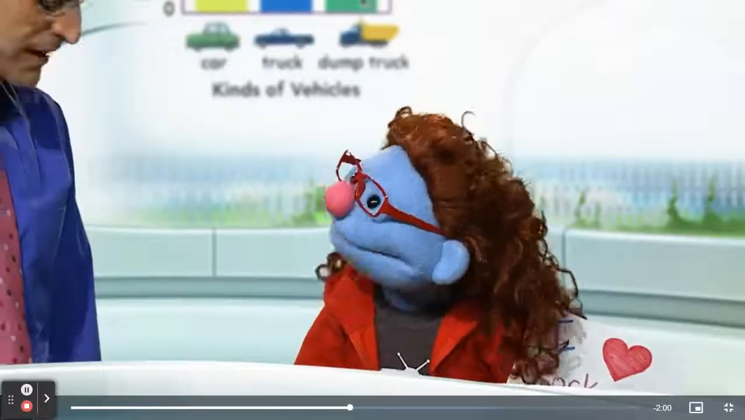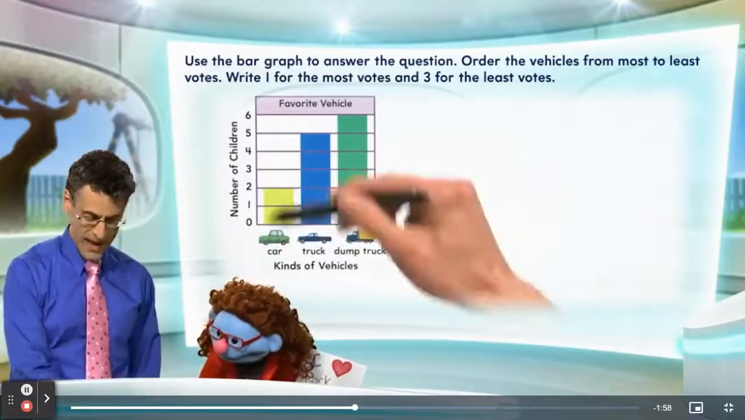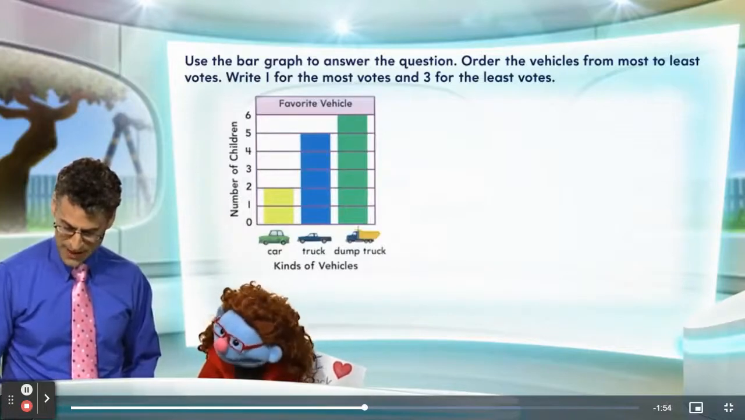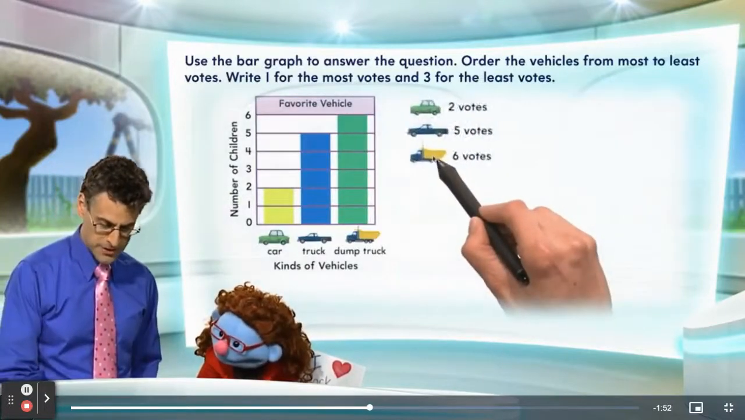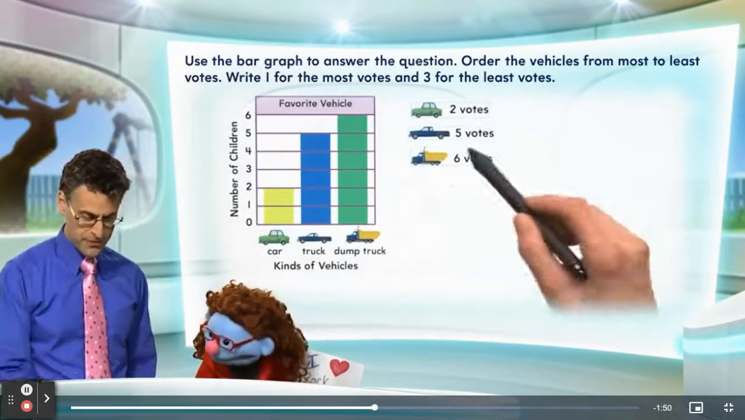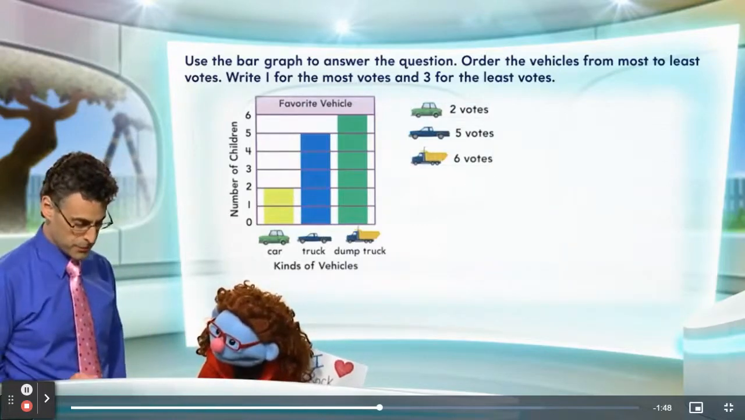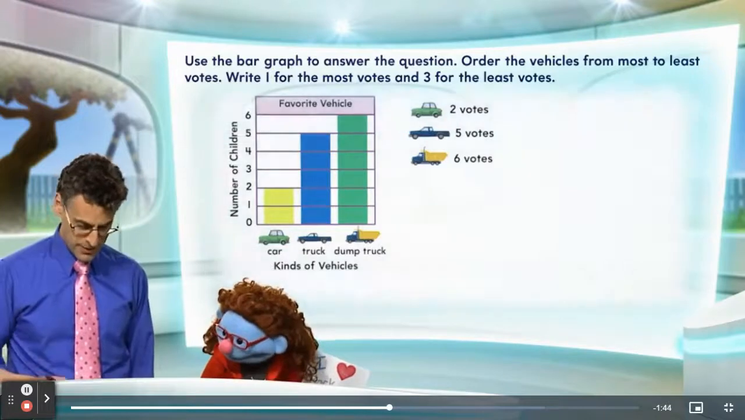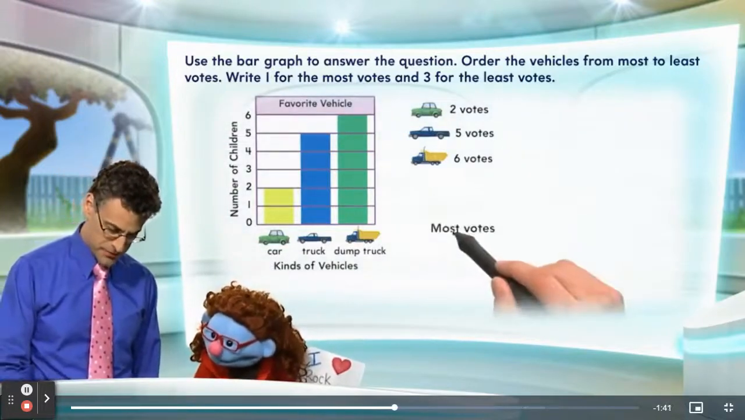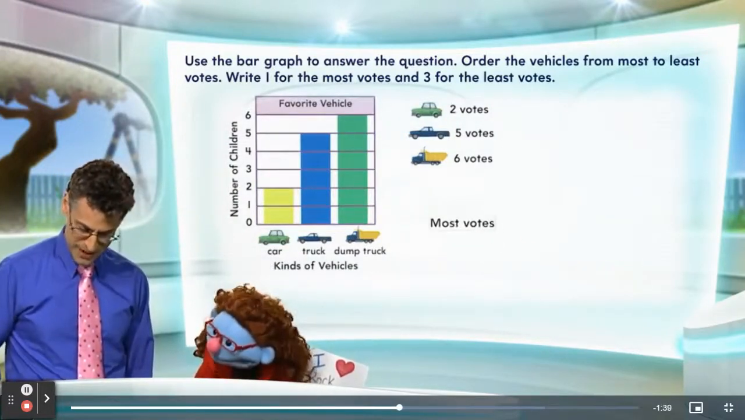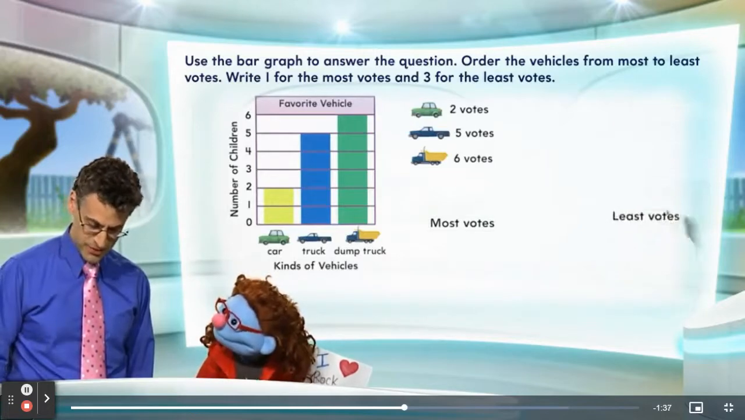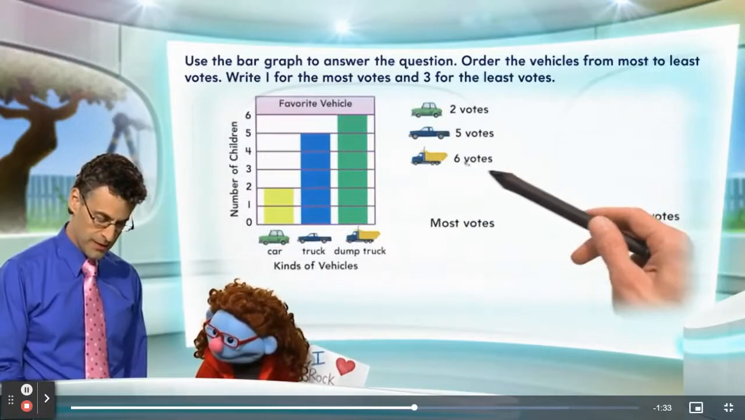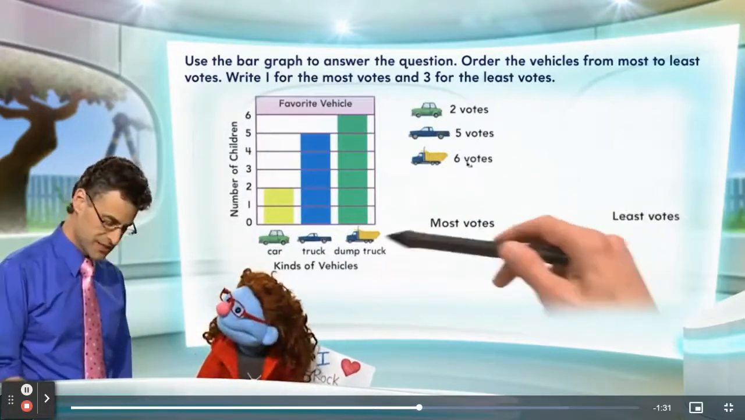Oh, that's neat! So all that image really is capturing this information. It's capturing the fact that there are 2 votes for the car, 5 votes for the truck, and 6 votes for the dump truck. So if we want to look at the most votes all the way down to the least votes, the most votes is going to be the bar that's the highest, or the votes that are the greatest number, which in this case is the dump truck.